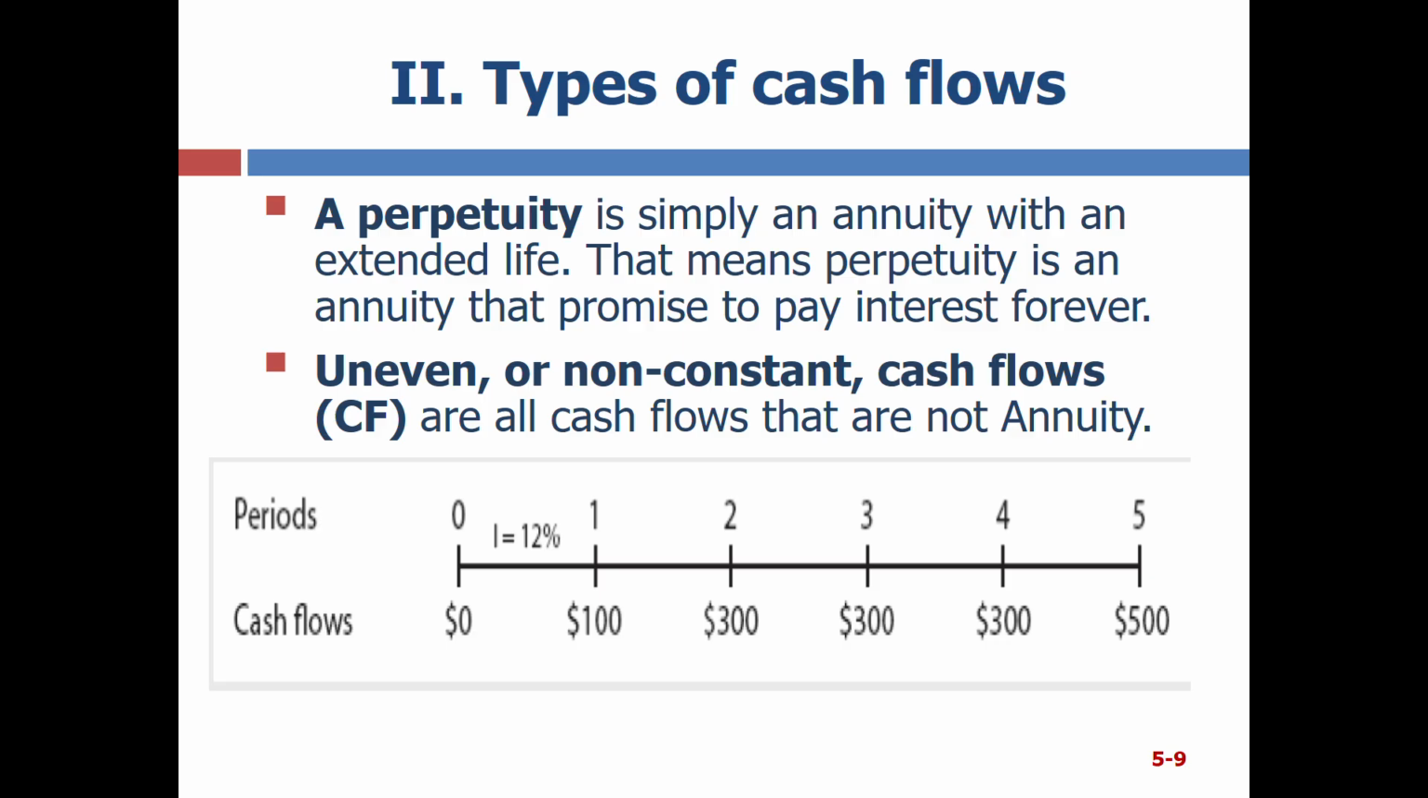The last type of cash flow is uneven cash flow. These are all cash flows that are not annuity. It means that you just need to determine that a cash flow is not an annuity, then it is uneven cash flow. No need to think much about it. This is an example of uneven cash flow, and it is clear that it is not an annuity.